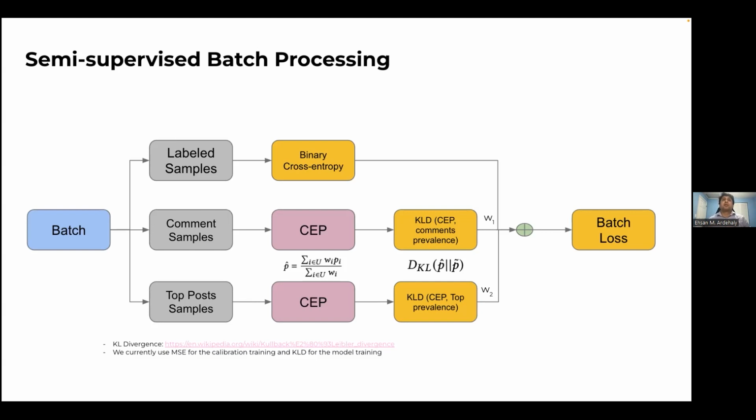The posterior probability, we call it CEP, or classifier estimated prevalence. It's basically the weighted average of model scores over the samples, and we want to compare it to our prior knowledge. We can use any distance function. What we found is that using the KL divergence works better as a distance function, but we can use mean square or other distance functions. Then we add all of these things together to compute the batch loss. And we have some parameters for each batch to regularize how much the model needs to pay attention to labeled samples and how much to unlabeled samples.